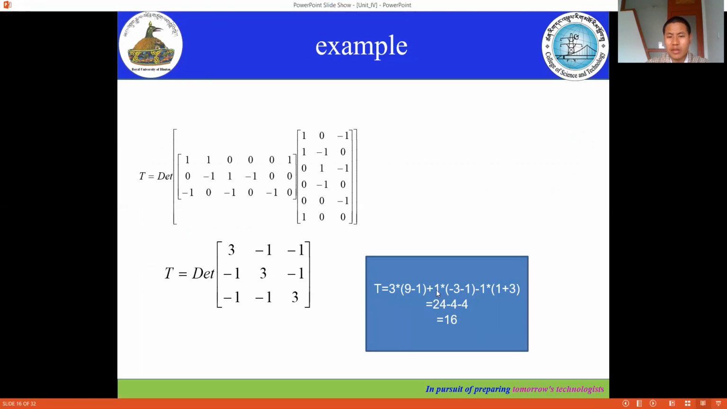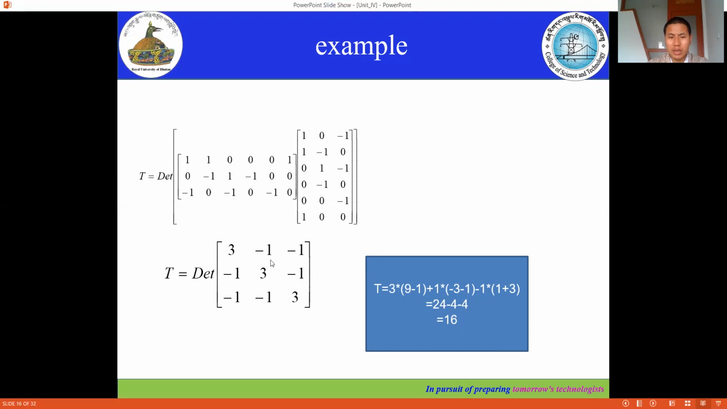And then after that, find the determinant, and your final answer is equal to 16. So the number of trees for the given reduced matrix is 16. This is how you should be calculating the number of trees from the given graph.